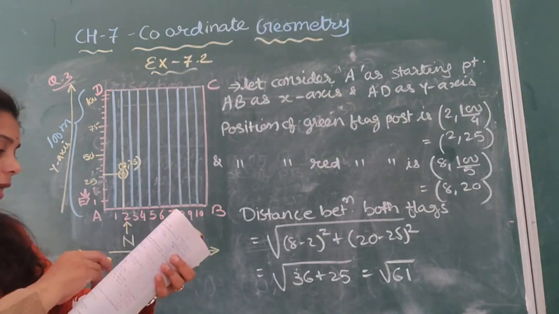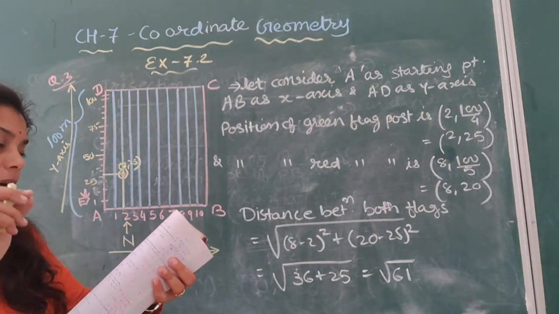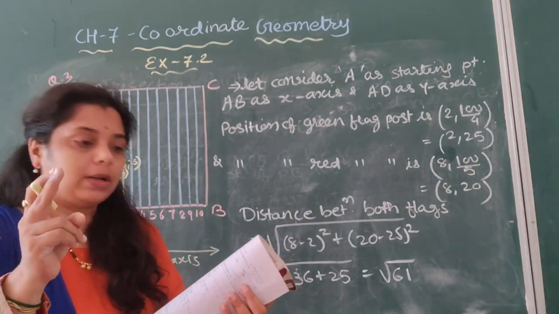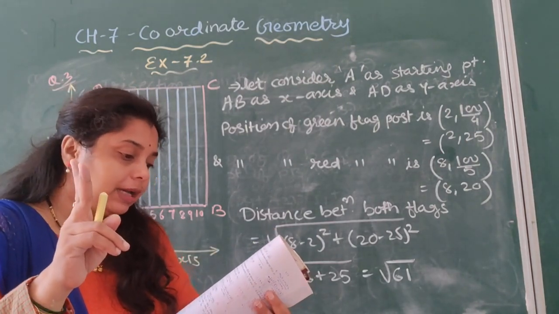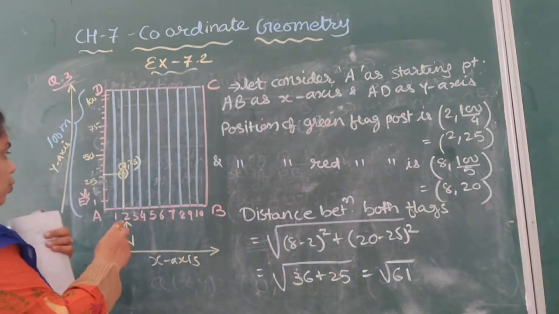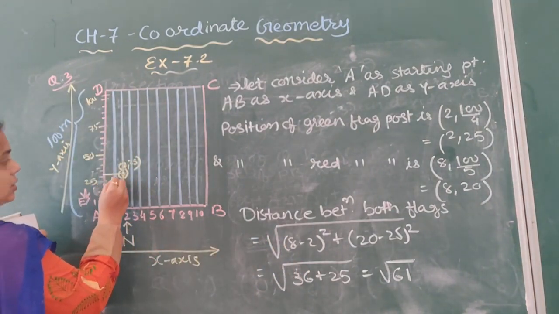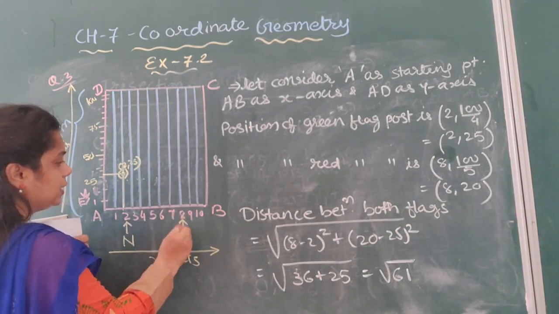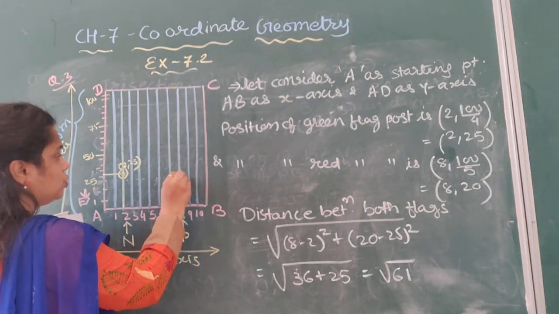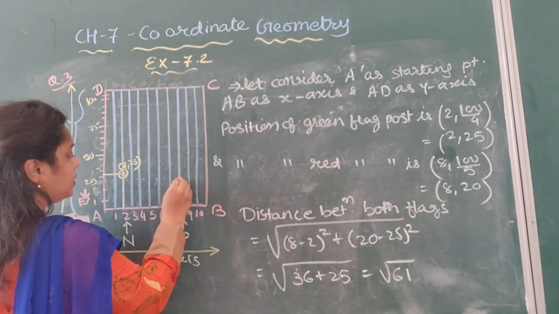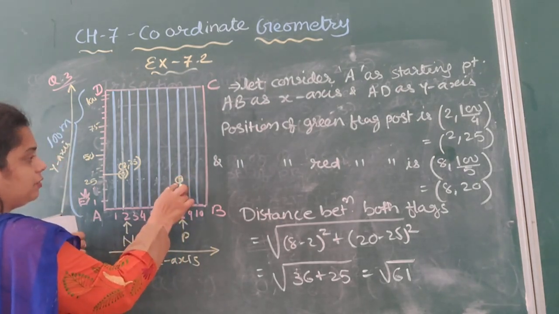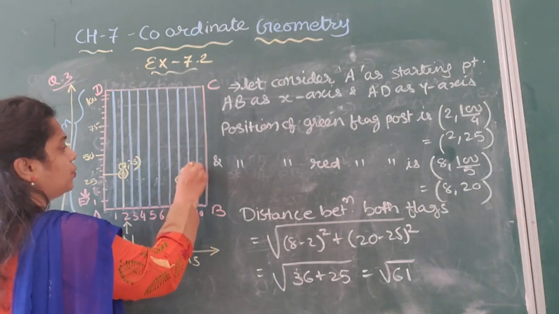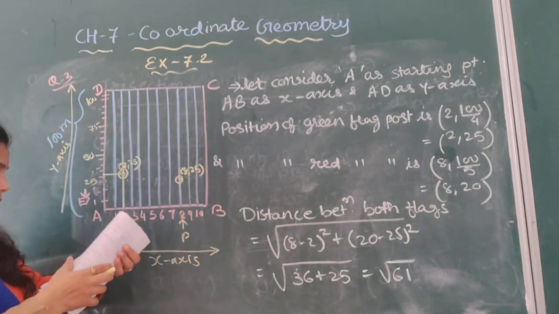Okay. Now next, Preet runs 1/5 of the distance. 1/5 means 100 into 1/5, which is 20, of AD in the 8th row. So let's take this as 20 here. Okay, and Preet is in the 8th row. So somewhere here I can say is her flag post. So its coordinates are 8, 20.